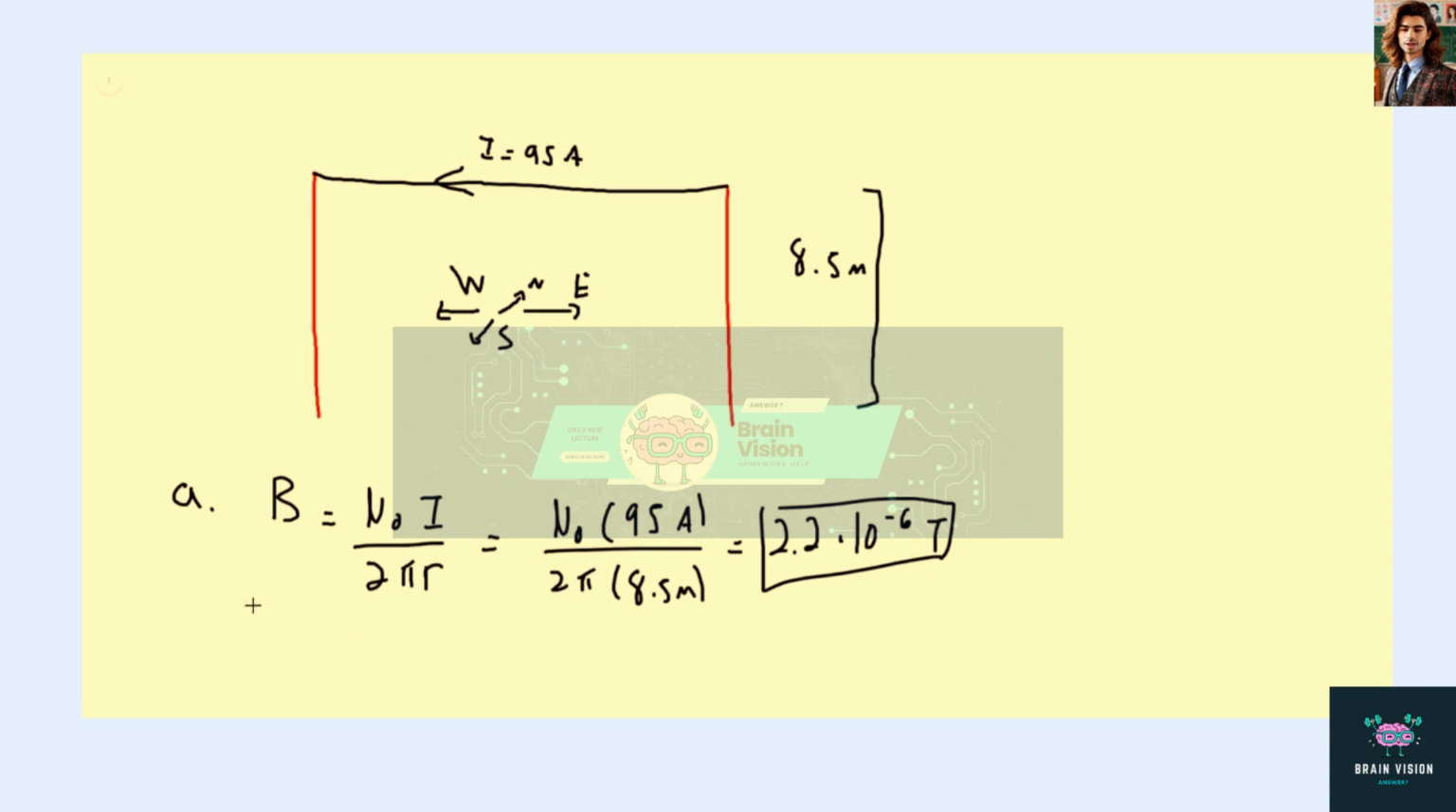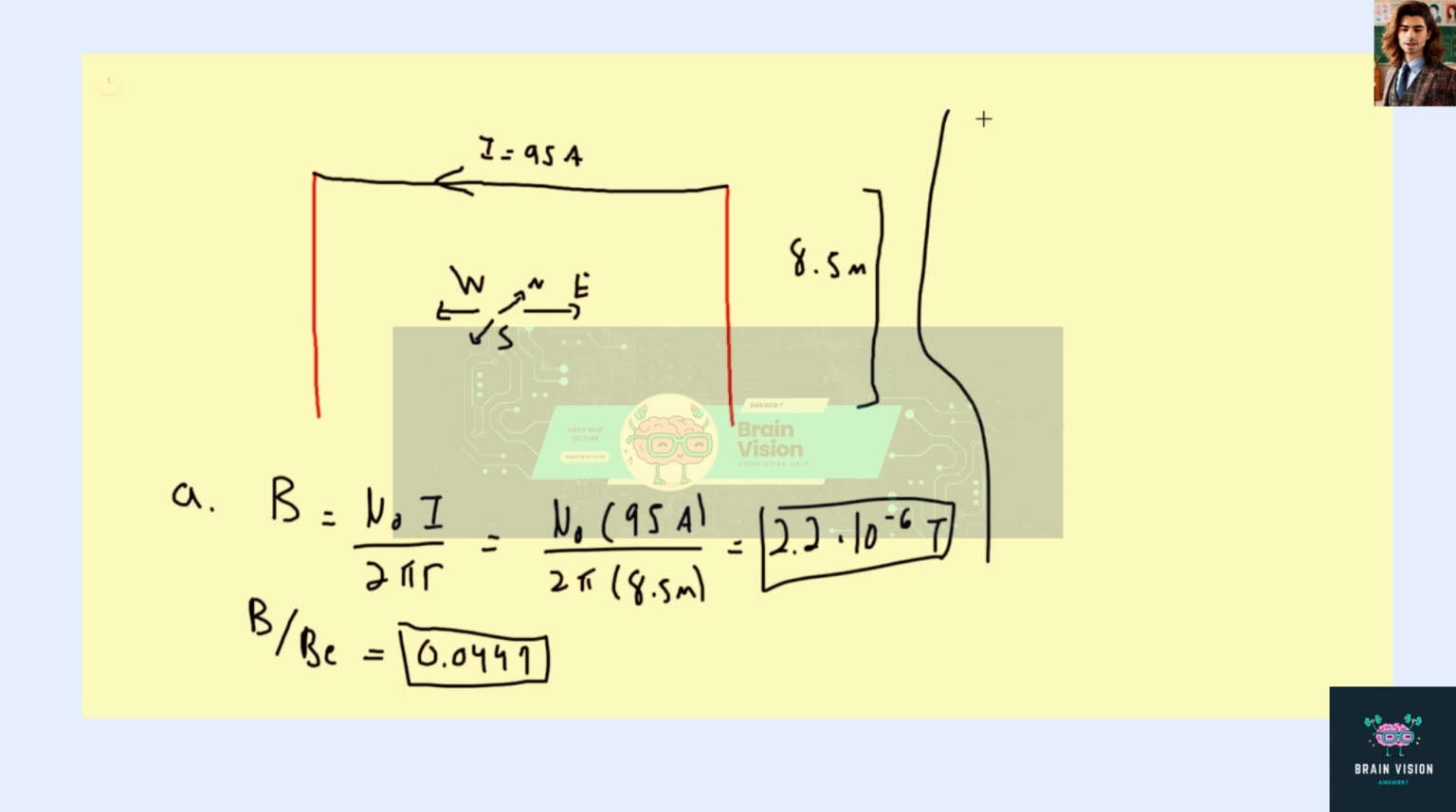And then we're asked to compare this to Earth's field, so we just do this value divided by the magnetic field of the Earth, which is 0.5 times 10 to the minus 4 Teslas. And so we do that, and we get 0.0447. So that means that on the ground, the field from this wire is about 4.5% that of Earth's field.